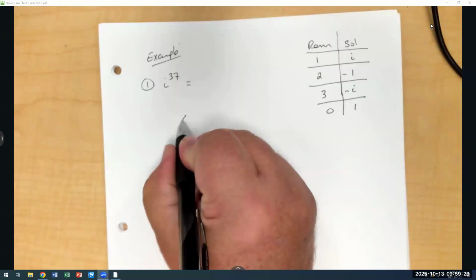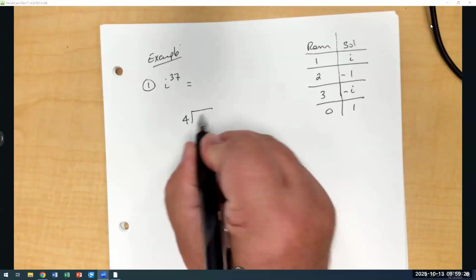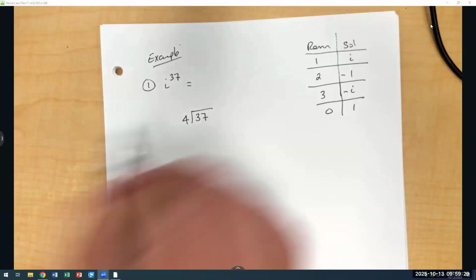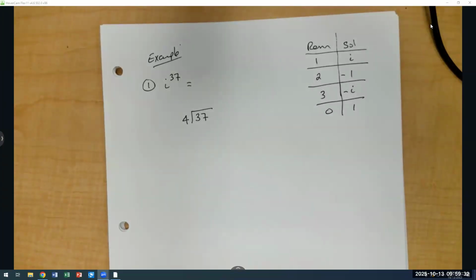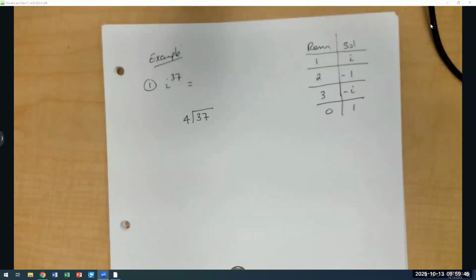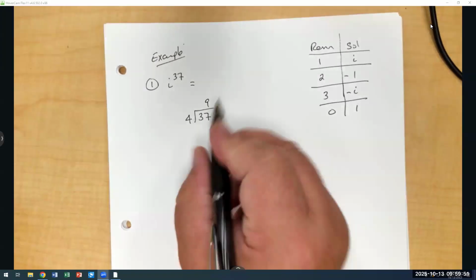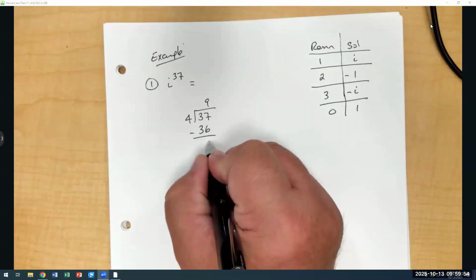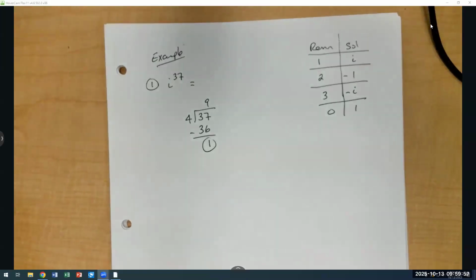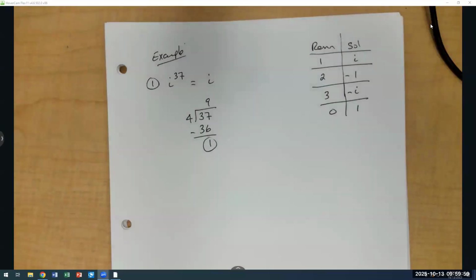So remember, the first thing you've got to do is figure out how many times does 4 go into 37? This is the hardest part, since a lot of y'all are used to using calculators to do the work. So how many times does 4 go into 37? 9 times 4 is 36. So the remainder is 1. If the remainder is 1, the answer is i. So that's the answer for that one.